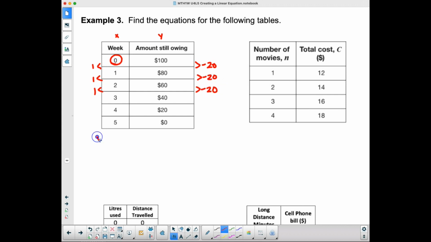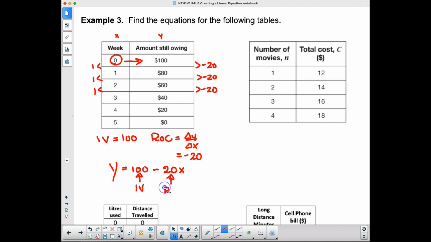So this means our initial value, which we figured out, is 100. We found the 0. The initial value is 100. The rate of change is the change in y over the change in x, which is negative 20 divided by 1, which in this case is just negative 20. So if we want to take our equation, let's just use x and y here. Y equals the initial value, which is 100, subtract 20 times x. So this is our initial value, and this is our rate of change.